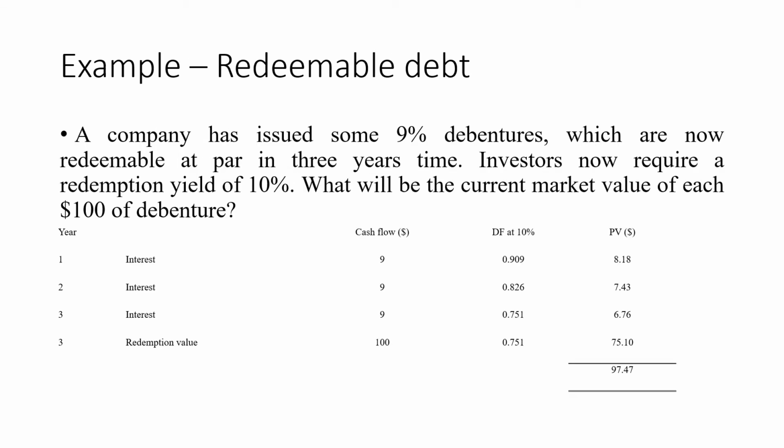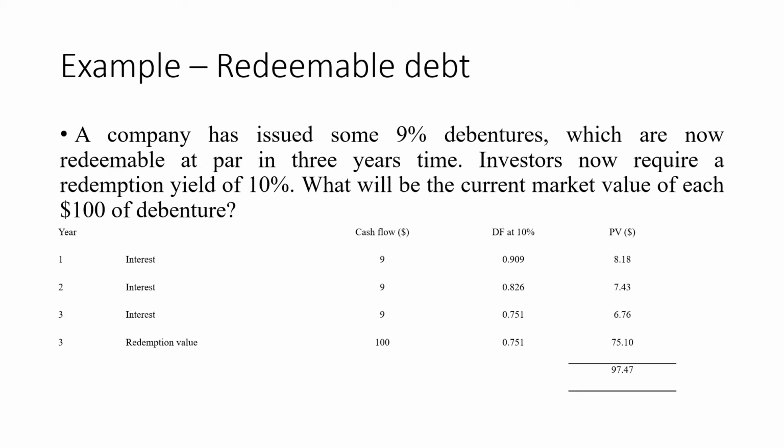Now, in case of redeemable debt, we can see this with the help of this example. A company has issued some 9% debentures, which are now redeemable at par in 3 years' time. Investors now require a redemption yield of 10%. What will be the current market value of each $100 of debentures?